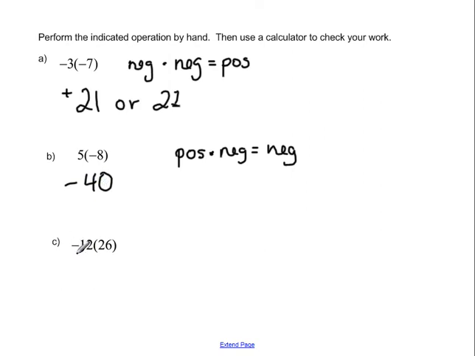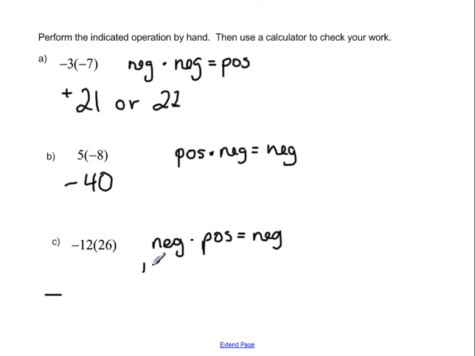Now in our next problem, -12 times +26. I've got my order different, but notice that I still have a negative number and a positive number, and those are still going to give me a negative answer. A negative times a positive is always going to give me a negative. So if the signs are different, my answer is going to be negative.